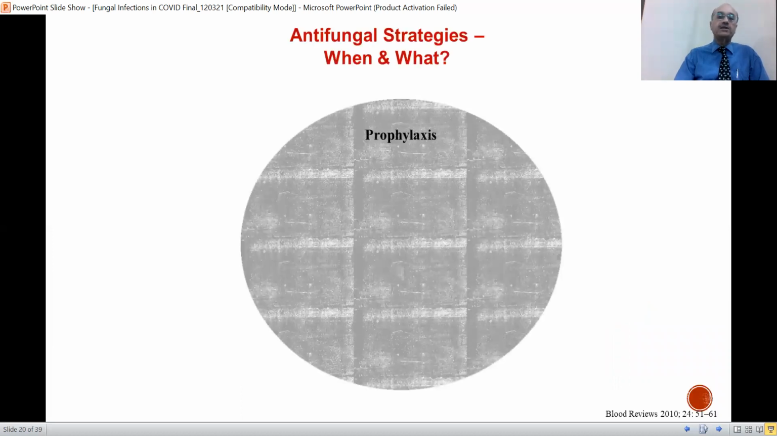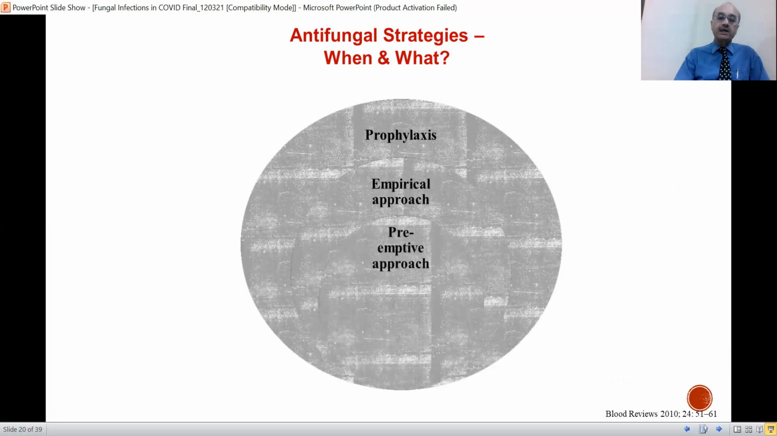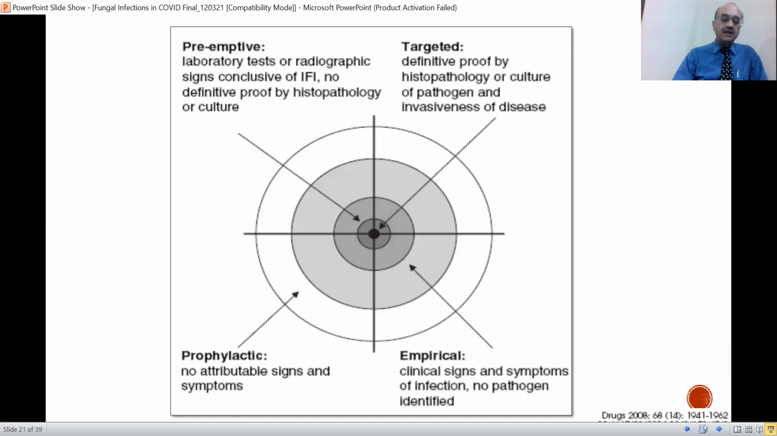So with this background, let us see now what are the current treatment modalities for antifungal strategies. We have 4 strategies to work on. One is a prophylactic antifungal therapy, second is the empirical approach, third is the preemptive approach, and fourth is of course the targeted therapy. Let us see each one of them.